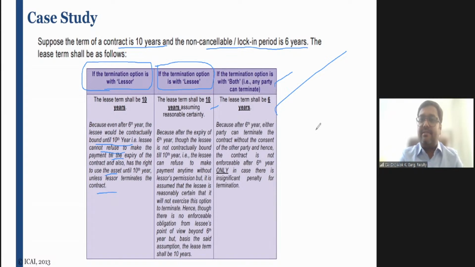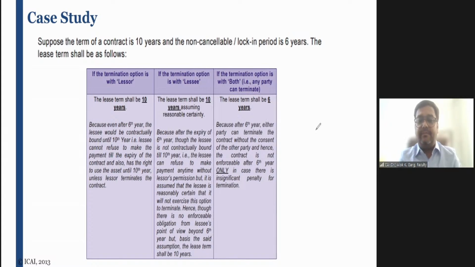Is that clear, friends? Shruti, is it clear? Abdul, is it clear? Yeah. Shall I move forward?